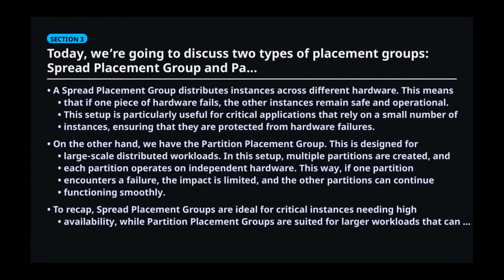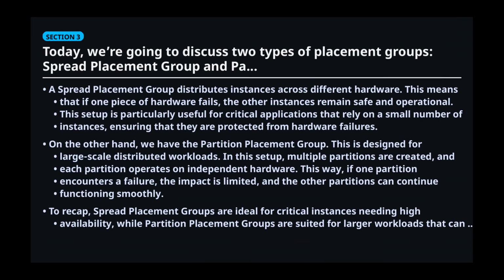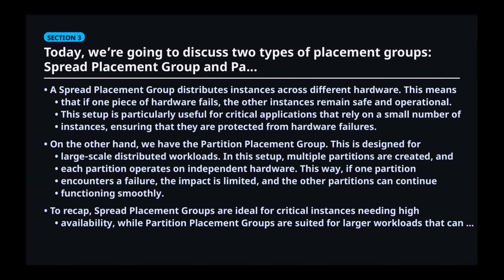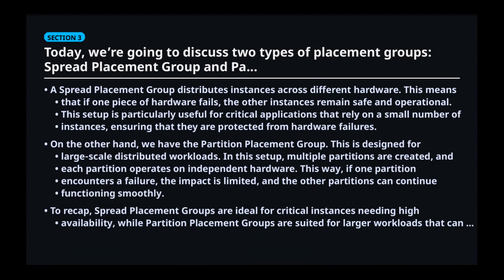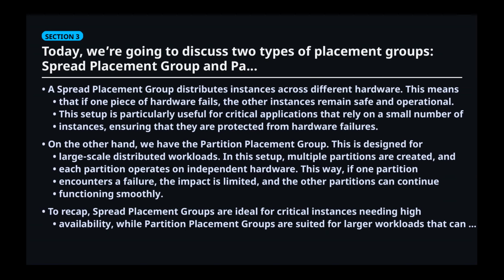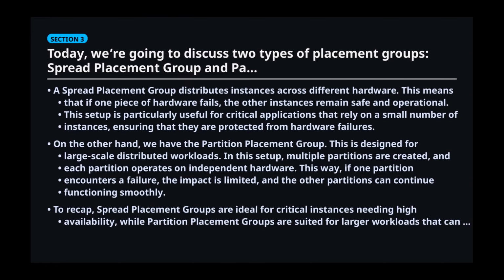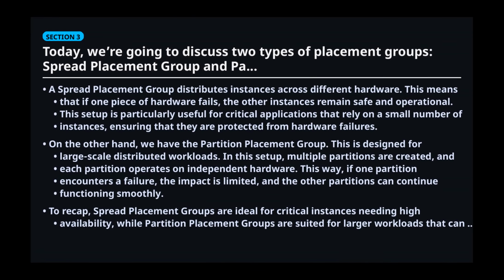To recap, spread placement groups are ideal for critical instances needing high availability, while partition placement groups are suited for larger workloads that can be divided into independent parts. Understanding these differences helps in making informed decisions about resource management in cloud environments.